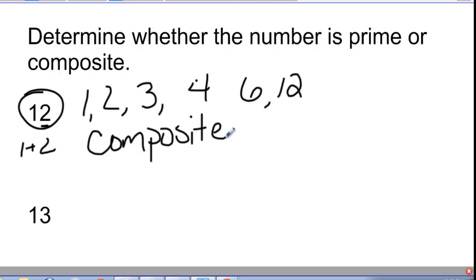Now if I look at 13, again, I know that 13 is divisible by 1 and 13. It's not divisible by 2 because it's not even. If I add up the digits 1 plus 3, I get 4. 4 is not divisible by 3, therefore 13 is not divisible by 3. It's not divisible by 5 because it doesn't end in a 5 or a 0. It's not divisible by 6 because it's not evenly divisible by 2 and 3. It's not divisible by 7 because I know that 7 times 1 is 7 and 7 times 2 is 14. It's not divisible by 8 or 9. It's not divisible by 10 because it doesn't end in a 0, and it can't be divisible by 11 or 12. So 13 does only have two factors, 1 and 13, and therefore 13 is prime.